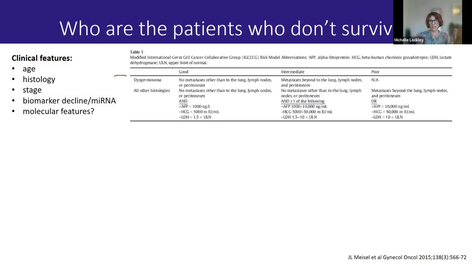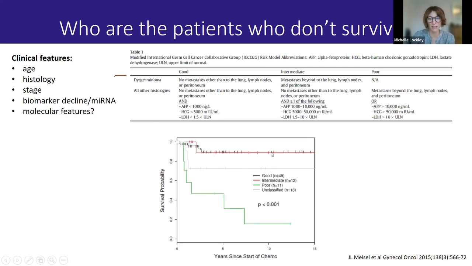People have tried to classify all ovarian germ cell tumours using a similar model to the one that's used for testis, the IGCCCT, into good, intermediate, and poor risk. And in their series, they were able to separate the good and intermediate from the poor. But actually, I think you guys could probably have done that after this lecture.